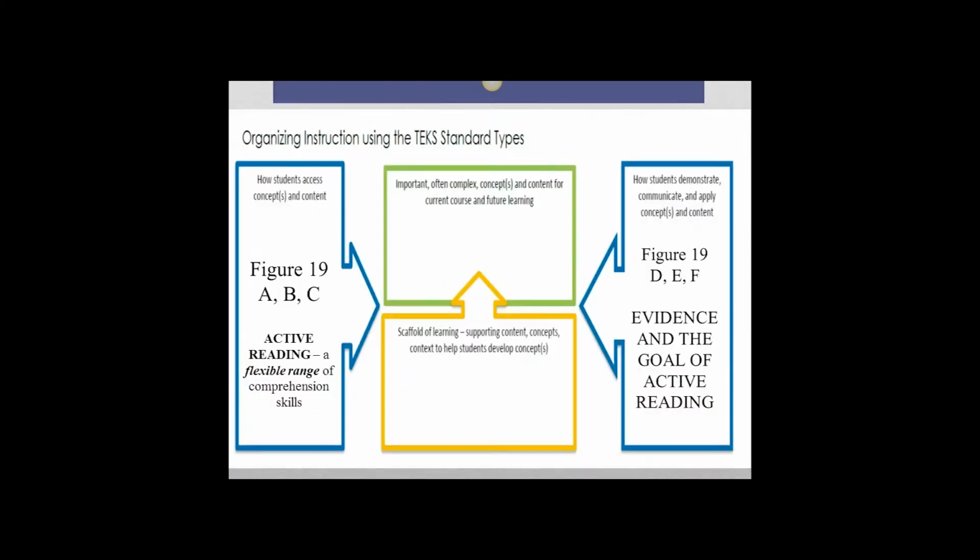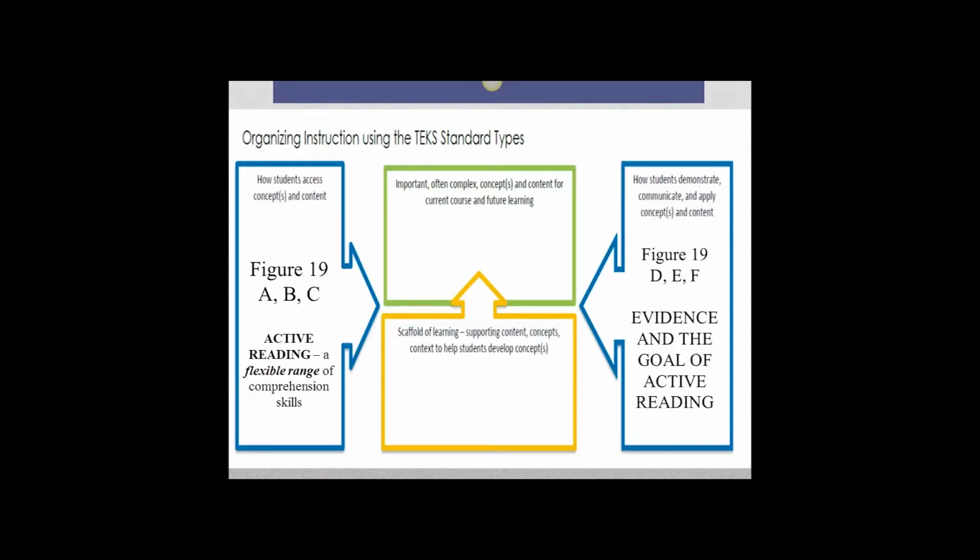The Content Builder is a tool to use to organize your instruction. For reading, our process standards are Figure 19, Figure 19A, B, and C, and the use of a flexible range of active reading skills are the ways in which students will access the concepts and contents. Students must be able to use comprehension skills in order to fully engage with the text. Likewise, students also demonstrate their learning through the process standards.